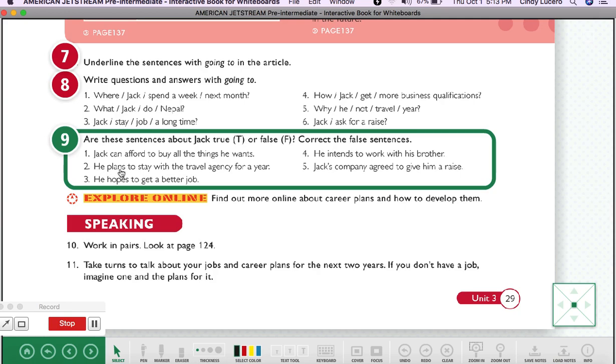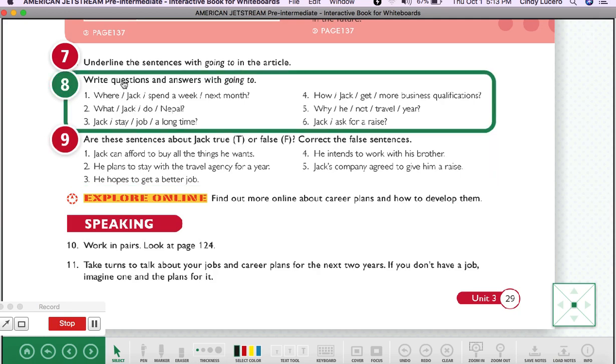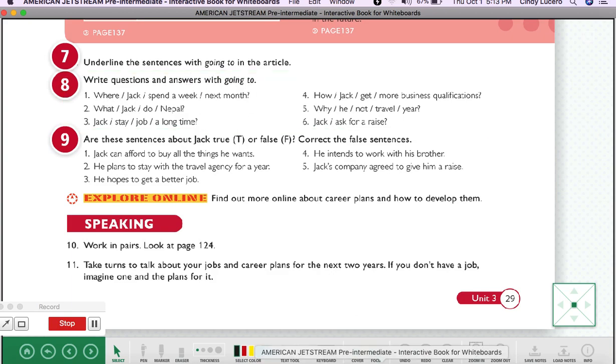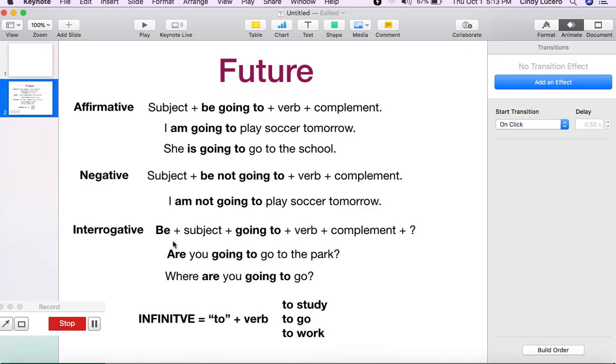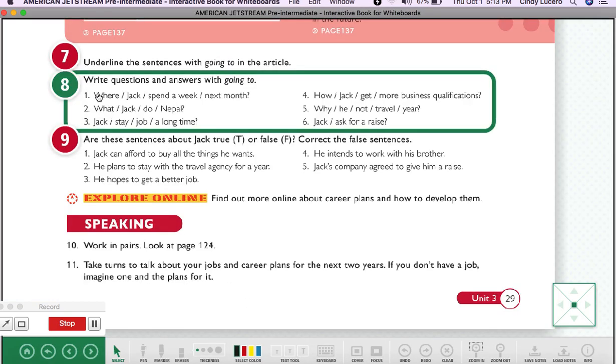Okay, so here you have to write some questions and answers with going to. For example, this is a question. Remember the formula. Questions: be, subject, going to, or WH, be, subject, and going to. So let's go back. WH, then the verb be, subject, then going to, verb, and the complement. It is really easy, right?